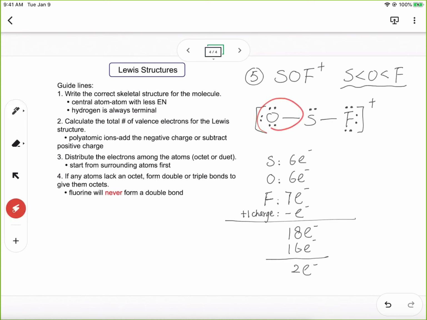Instead, we have to consider oxygen. So oxygen will share 1 pair with sulfur to form a double bond. Now if you check, oxygen 8 electrons, fluorine 8 electrons, sulfur 8 electrons, everybody's happy, and this is the Lewis structure of this compound. All right, when you come to class, you will see more examples, and if you have any questions, let me know.